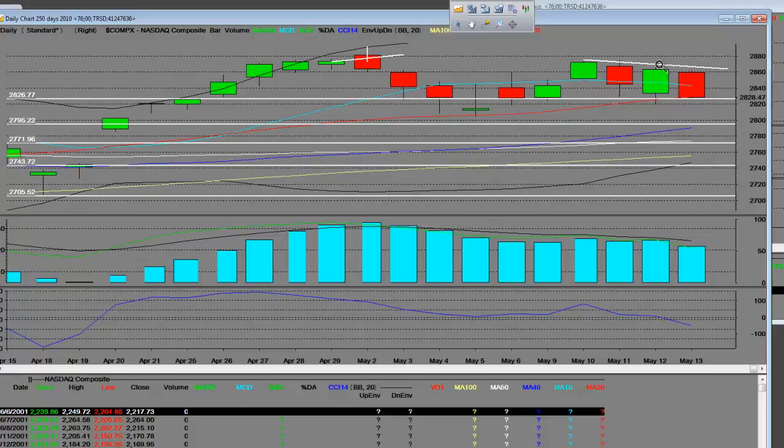And we're in the beginning of this correction, and price volatility will be both down and up, and it will increase dramatically over the summer period.